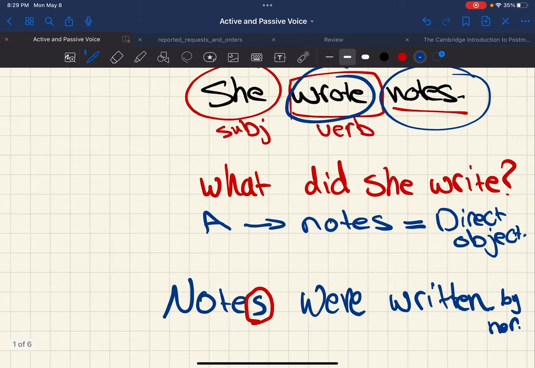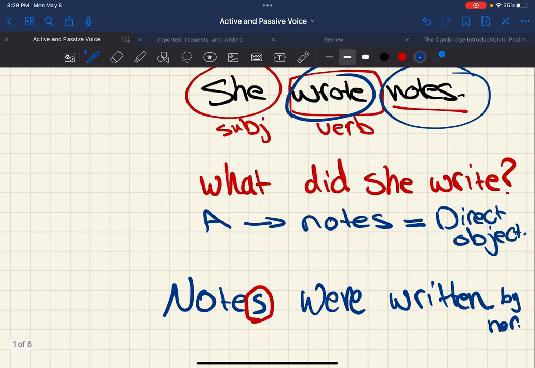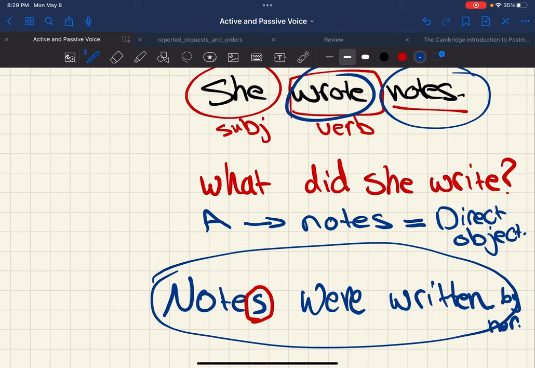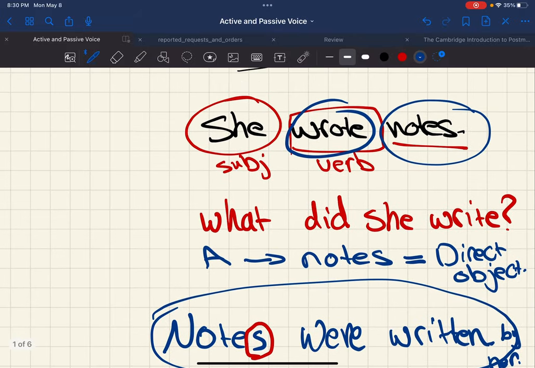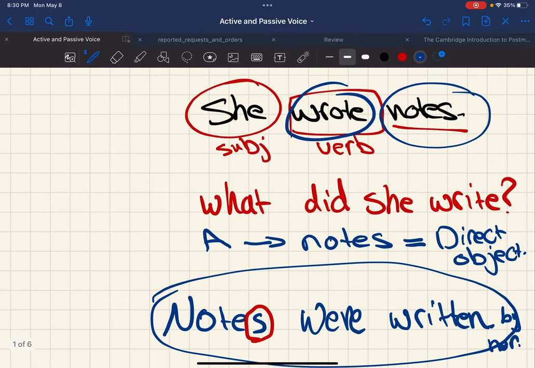Now, what do we do exactly? We now don't have a subject here. We have something that is acted upon. What do we mean by that? Something is acted upon means something has received something. These notes were written. Now, please remember that you must have an object in order to work with passive. So far, these are the basics.